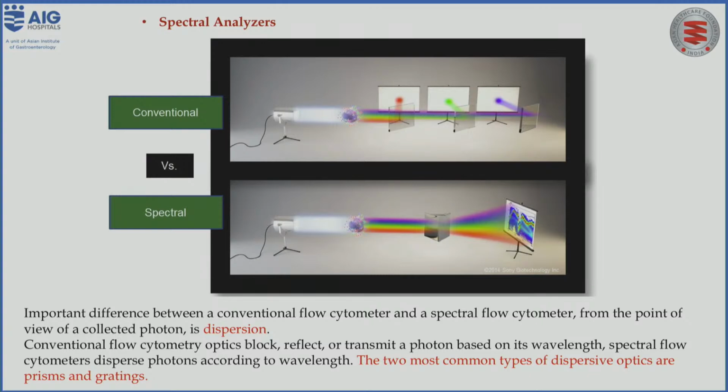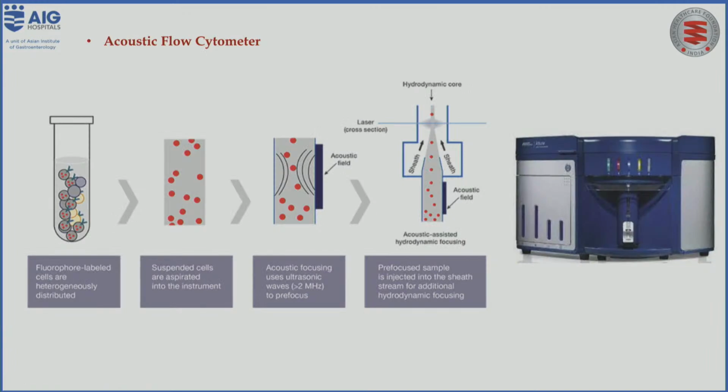The most common types of dispersive optics are prisms and gratings. Why do we use spectral flow cytometry? For studying 2 to 3 parameters, we can use conventional flow cytometry. But for multi-parameter analysis using more than 6 or 10 fluorochromes, we have to use spectral flow cytometry. Now, the basic problem with flow cytometry is the clogging of the cells. The sample will be clogged, the cells will aggregate, and the nozzle will be blocked.